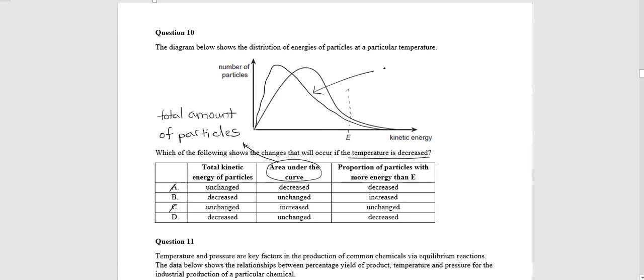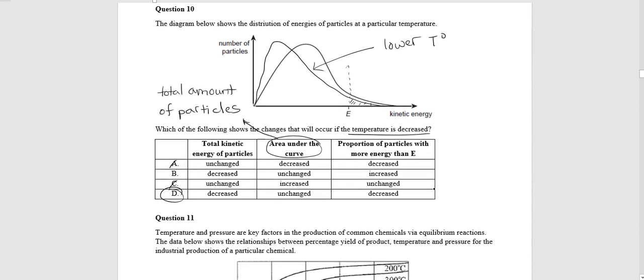So let's say this is the lower temperature. You have a higher peak, but fewer particles meeting E. So the proportion of particles with more energy than E should decrease, which means the answer is D. That should be an easy question, hopefully.